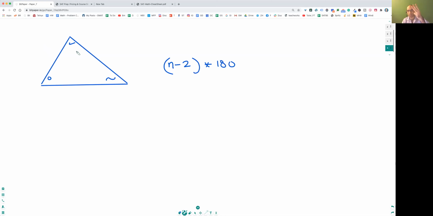In a triangle, there are always 3 sides, right? So you're going to put in 3 over here. You're going to get (3 minus 2) times 180. So that's 1 times 180, that's 180. So that checks out, right? The sum of angles in a triangle is given by this formula, which is so obvious because it's easy over here.